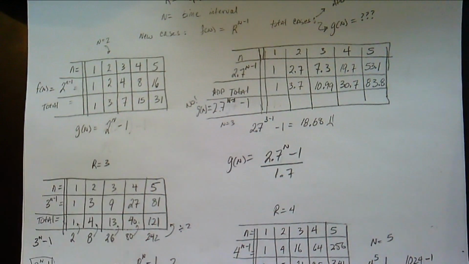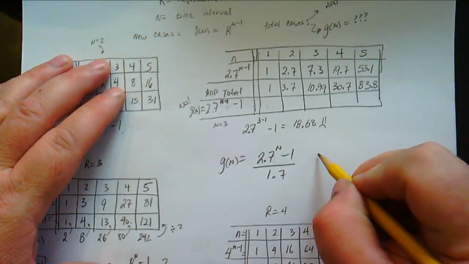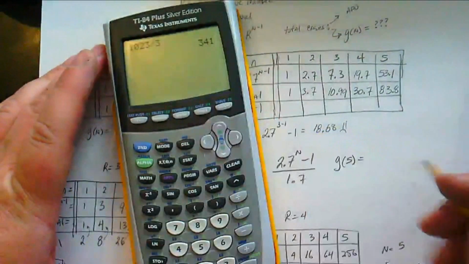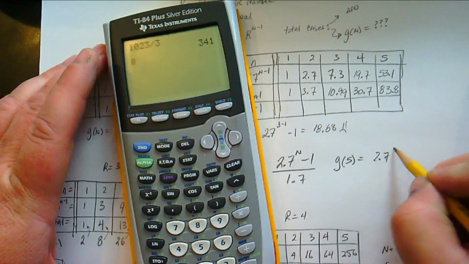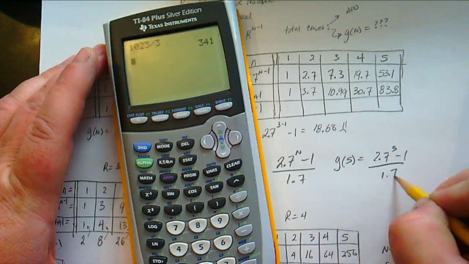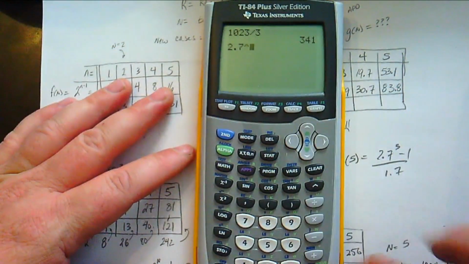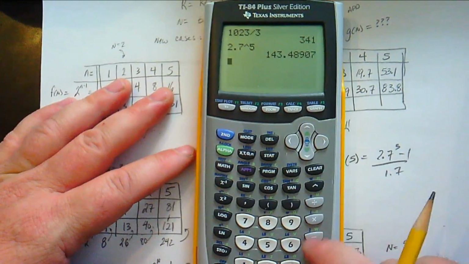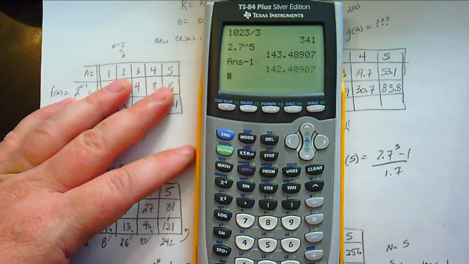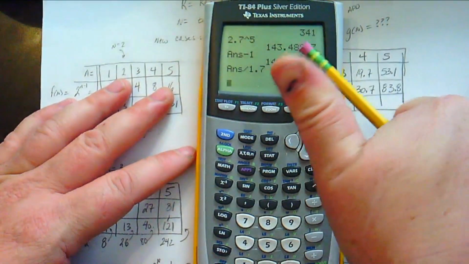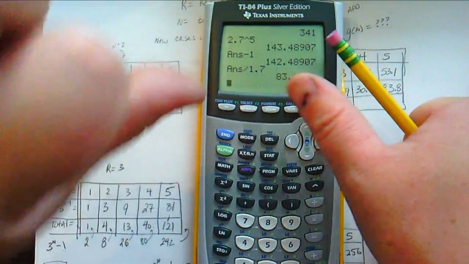So I'm going to try that same formula for 2.7. Let's go ahead and plug in a 5 and see if it works. So 2.7 to the power of 5, minus 1, divided by 2.7 minus 1, which is 1.7, right? Just using our handy-dandy calculator right here, doing the subtraction and then the division, and boom, it works. Do you see?